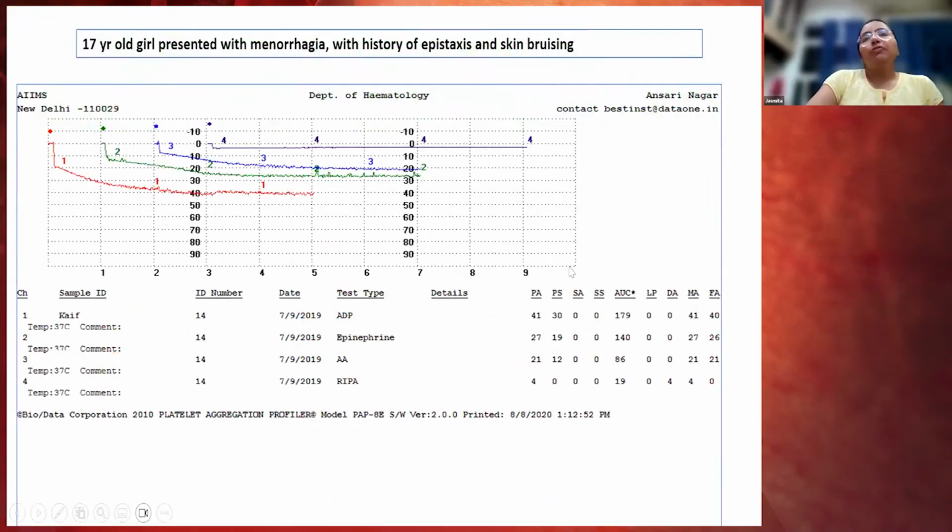Now, the next particular graph is where we have aggregation. Again, one is ADP. It is there, but it is reduced. Again, with two, it is there, but it is reduced. With three, that is arachidonic acid, it is there, but it is reduced.